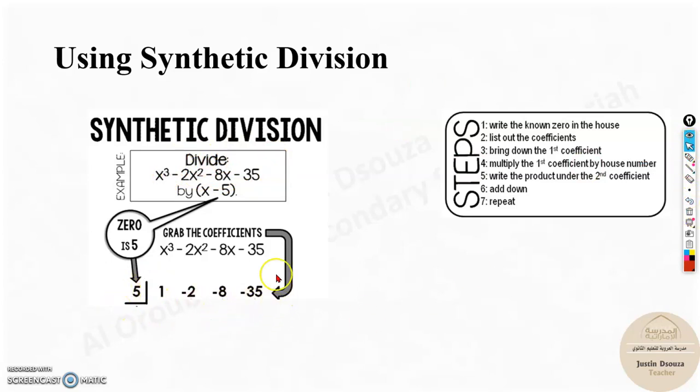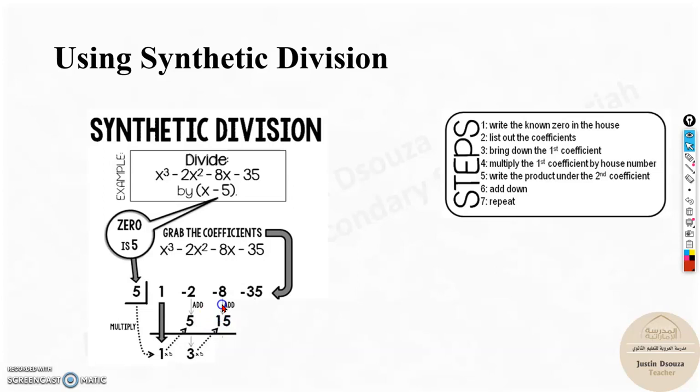Now, once we set this up, it is very simple. All you need to do is first bring down the first coefficient as it is, no changes. Multiply this number with this coefficient. What is it? 5. And write it over here. Now you add them up. Over here it's minus 2 plus 5. That will become plus 3. And then multiply it with 5, and write it over here.